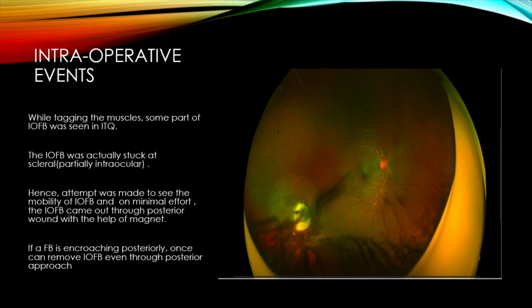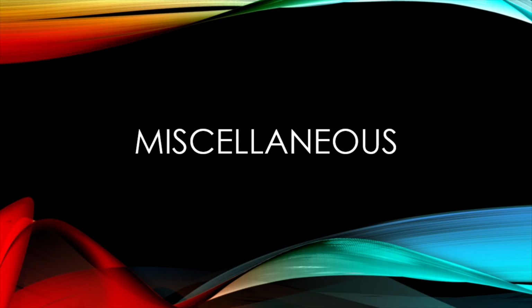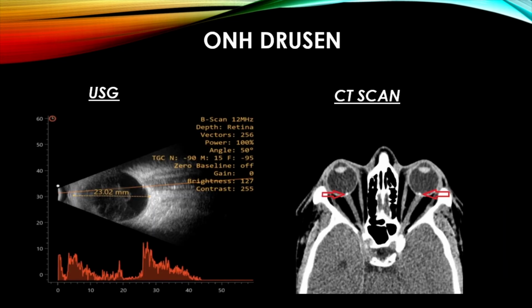This was the post-op picture, which showed the area of gliosis and the surrounding retinal edema. So, if a posterior approach is planned, it is better to have pre-placed scleral sutures to avoid vitreous loss and undue hypotony through the wound site. Now we'll look at some of the miscellaneous conditions where both are used.